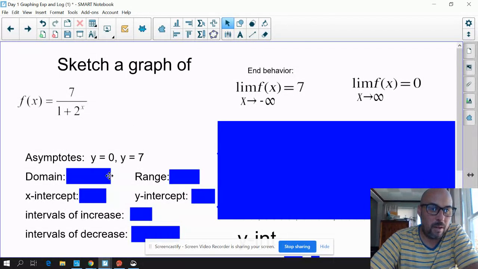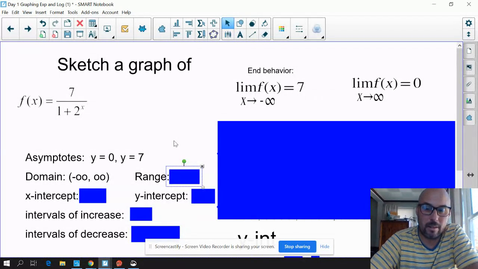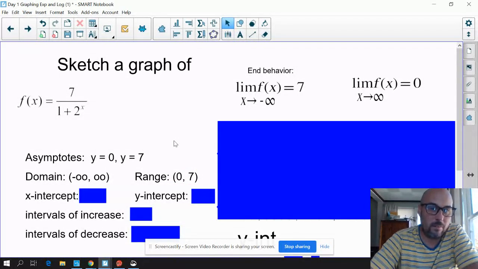The domain is all real, because the domain right now is acting as an exponent, and we've already talked about this. Exponents can be anything. The range, however, is bounded between 0 and 7. It does not include 0. It does not include 7, but it is bounded by that. So it's between 0 and 7.